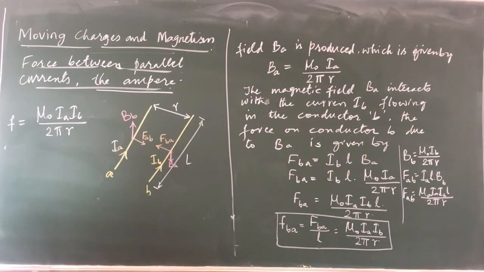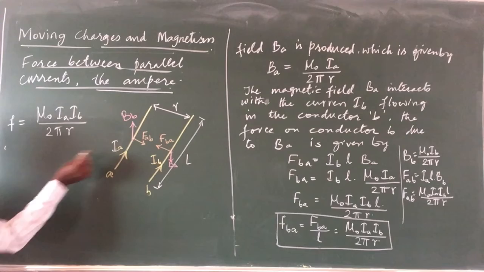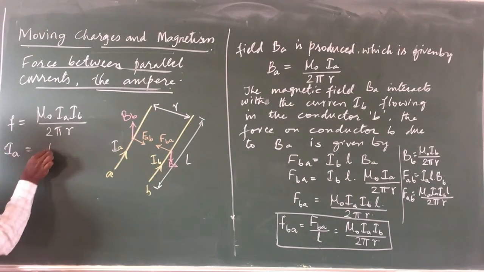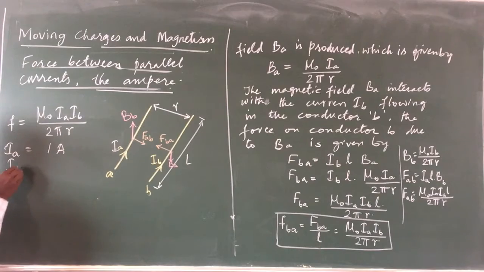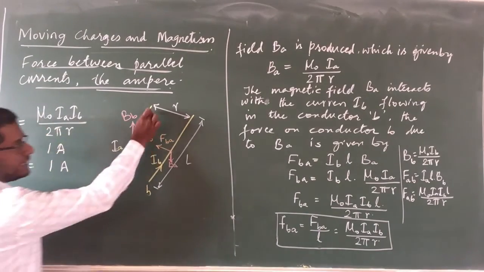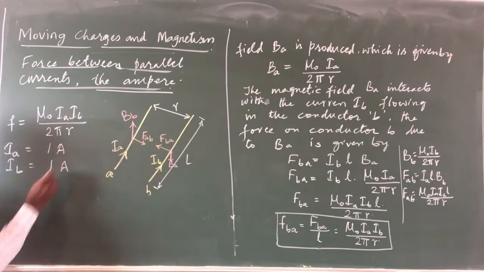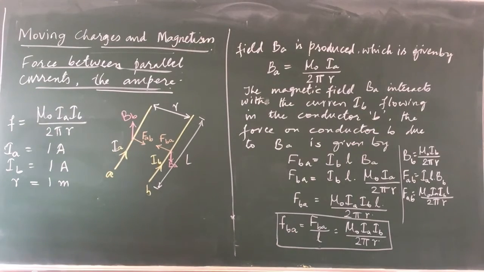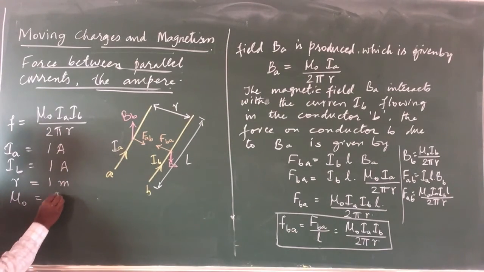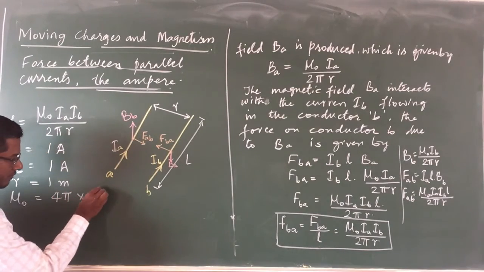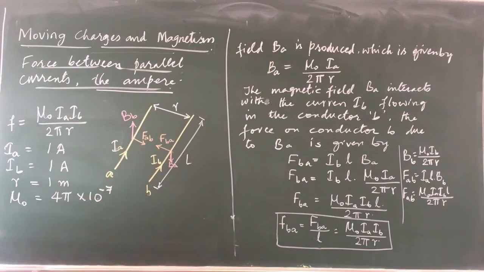Now when I write this equation, if I take the value of I_A, that is the first current, as 1 ampere, I_B also as 1 ampere, and let us say the distance between the two wires or the two conductors, that is r, is also equal to 1 meter. Also I have the value of mu naught, that is the absolute permeability of free space, that is going to be 4 pi into 10 to the power of minus 7. In terms of SI units, mu naught has this value.